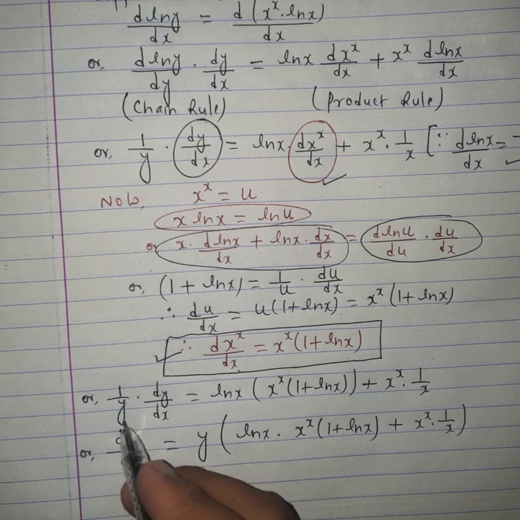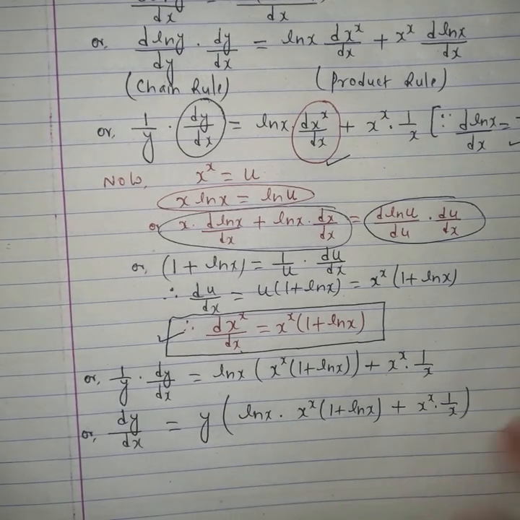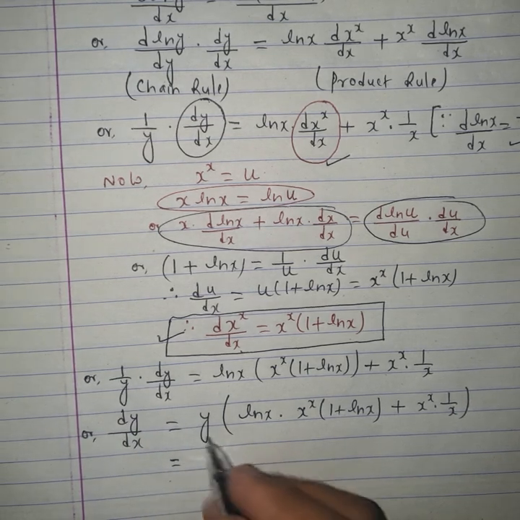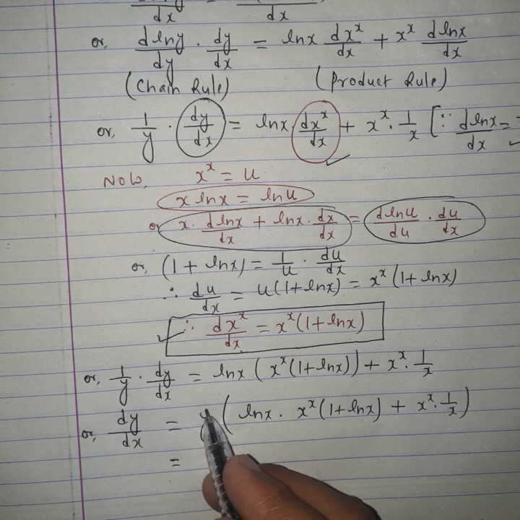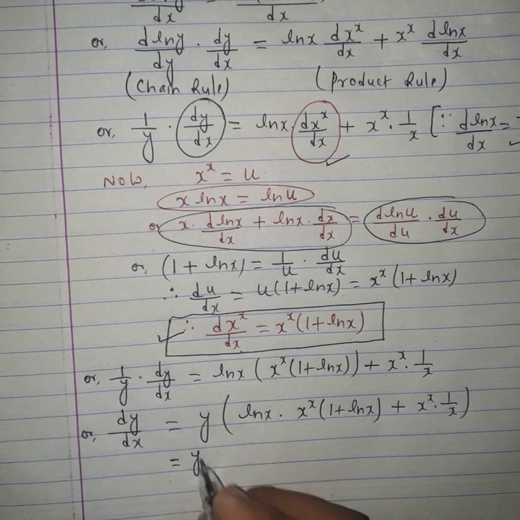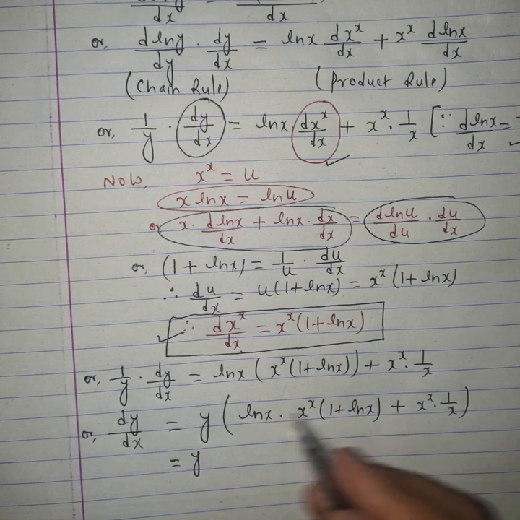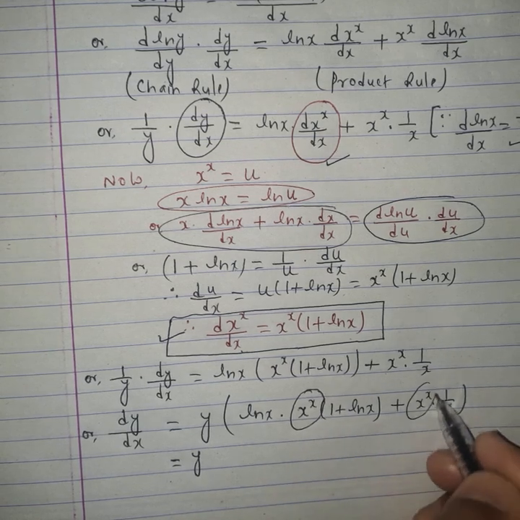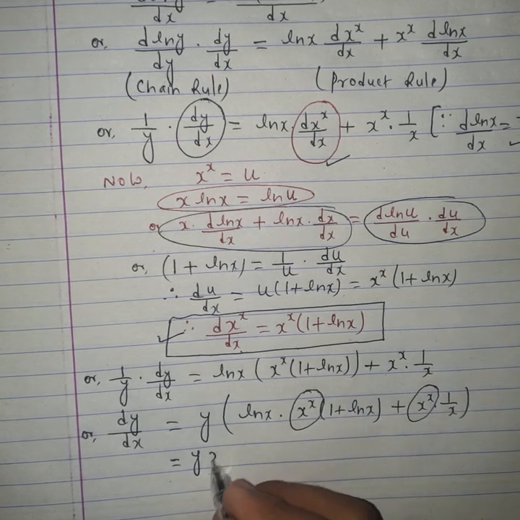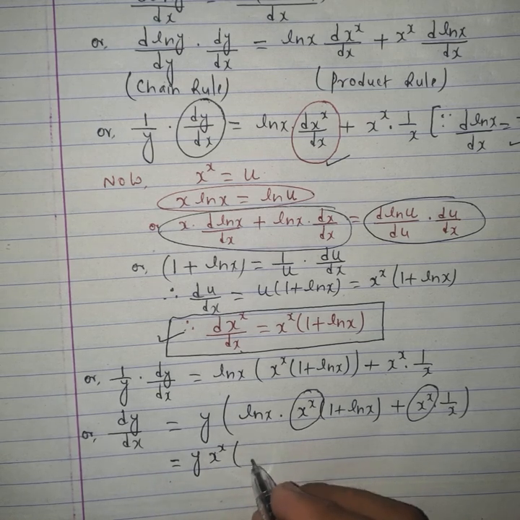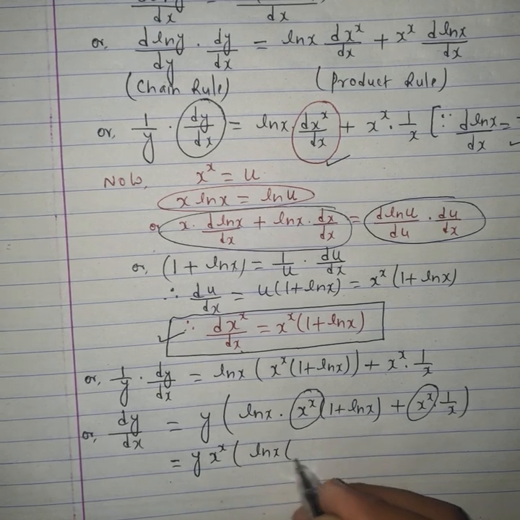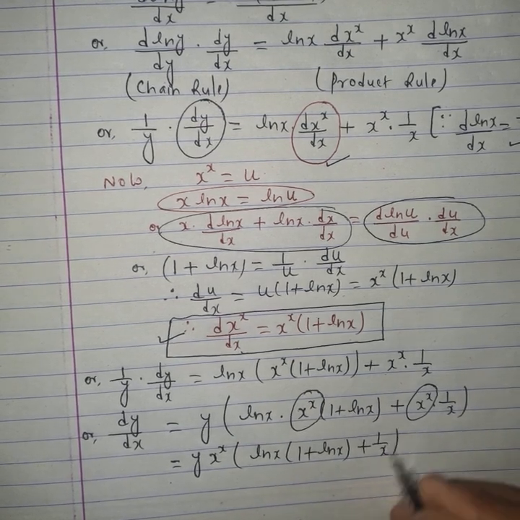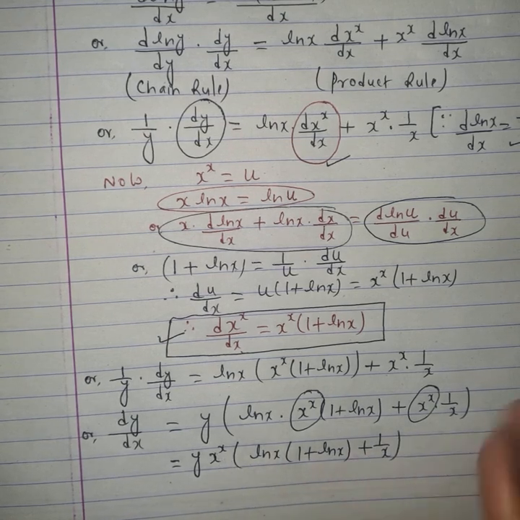Here we just transpose this y to the right-hand side. Our target is to calculate dy over dx. Among these two terms, we can take x to the power of x as a common factor. Taking x to the power of x as common, the remaining terms will be ln of x times 1 plus ln of x, plus 1 over x.